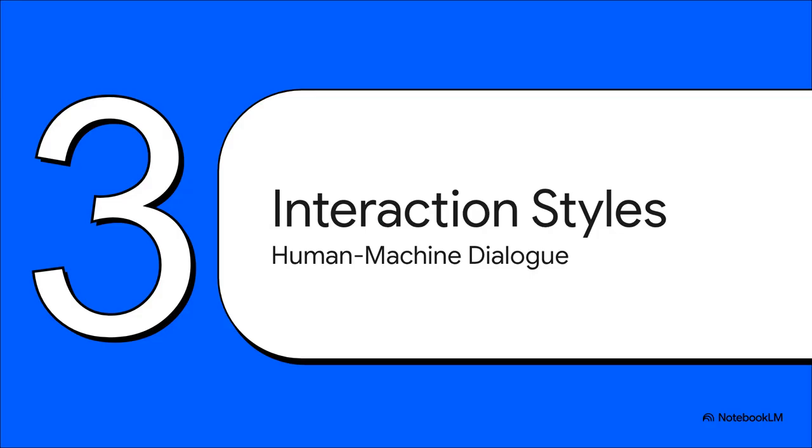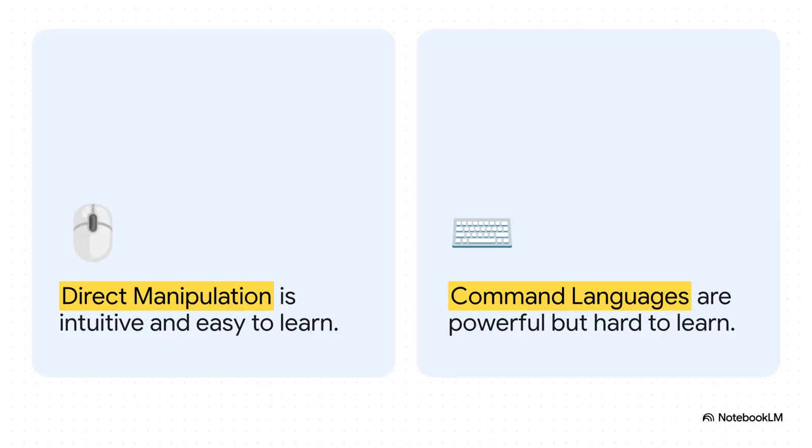Section 3. The 5 styles of interaction. So this human-machine dialogue requires a framework for how information flows back and forth. We basically have to solve 2 main problems: how the user gives information to the computer and how the computer gives it back. Let's contrast the 2 extreme ends of the interaction spectrum: direct manipulation versus command languages.